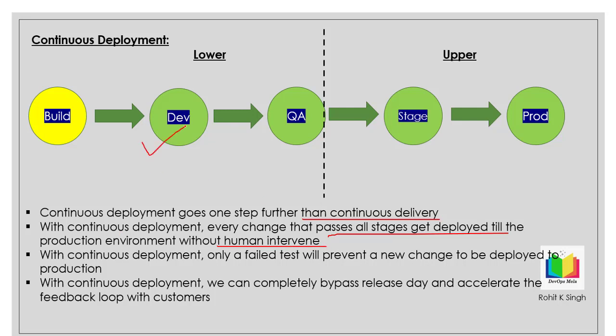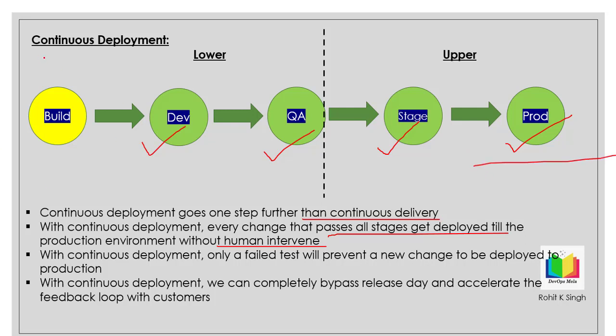If it is successful in dev, it will go to QA. If QA is successful, stage successful, prod immediately. No release cycle, no quarterly release, no monthly release, no approval, nothing. It will go till production.